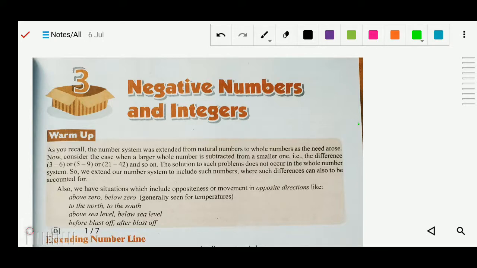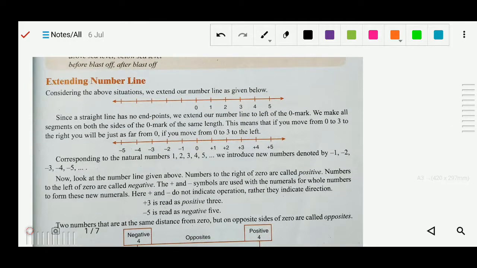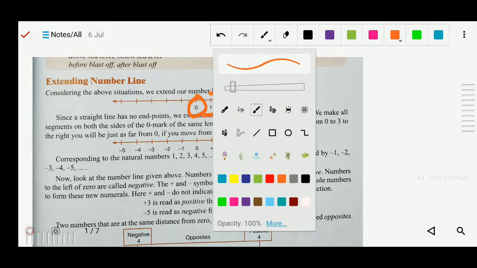So that you can understand better what negative numbers and integers are, you can understand by this number line. Okay, you can see the number line here. See this number line, here is the 0, and here you can see 1, 2, 3, 4, 5, like that it is written. Got it? So what is that? It is the right side of the 0. These numbers are the positive numbers.